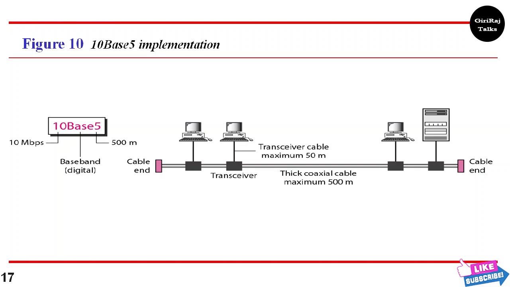The transceiver is responsible for transmitting, receiving and detecting collisions. The transceiver is connected to the station via a transceiver cable that provides separate paths for sending and receiving. This means that collision can only happen in the coaxial cable. The maximum length of the coaxial cable must not exceed 500 meters, otherwise there is excessive degradation of the signal. If a length of more than 500 meters is needed, up to 5 segments, each a maximum of 500 meters, can be connected using repeaters. Repeaters will be discussed in later chapters.